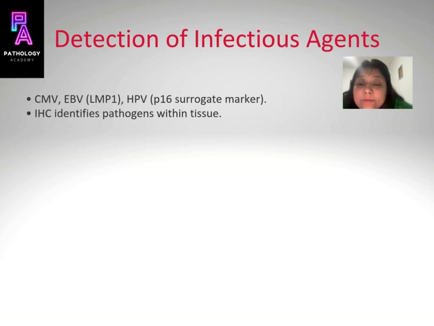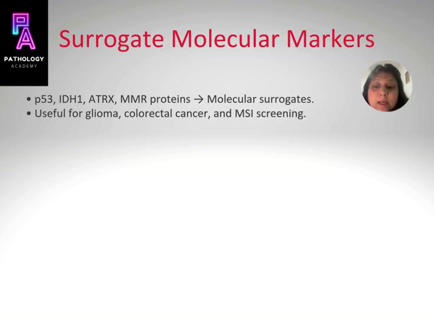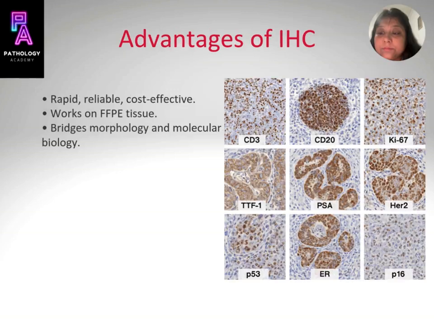IHC also identifies pathogens directly within tissue, for instance, cytomegalovirus, Epstein-Barr virus LMP1, or P16 as a surrogate marker for HPV infection. Certain IHC stains serve as surrogates for molecular alterations, for example, P53, IDH1, ATRX, MMR proteins, etc., are useful for gliomas, colorectal carcinomas, and MSI screening.